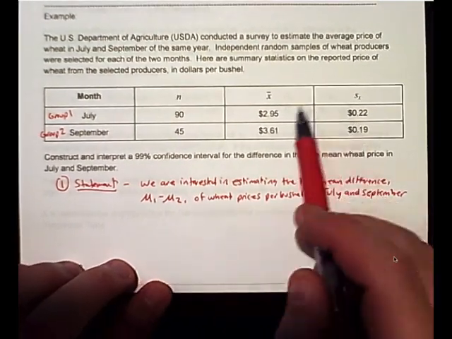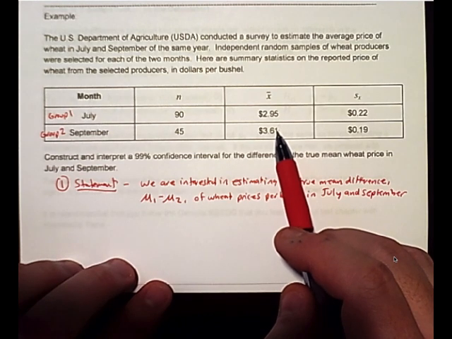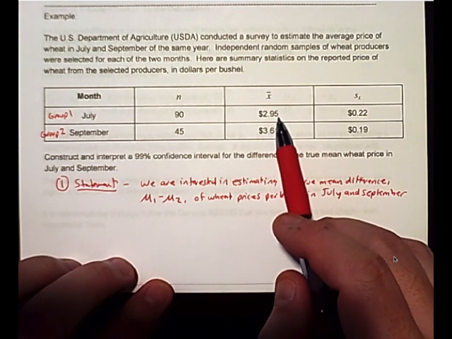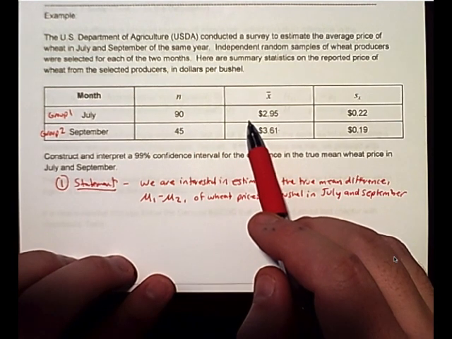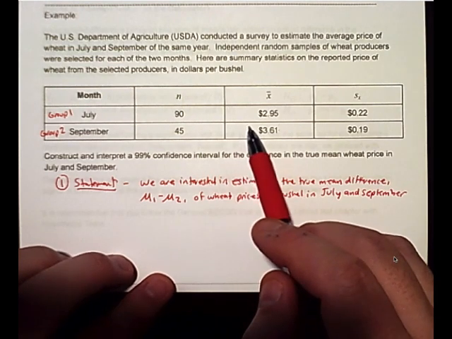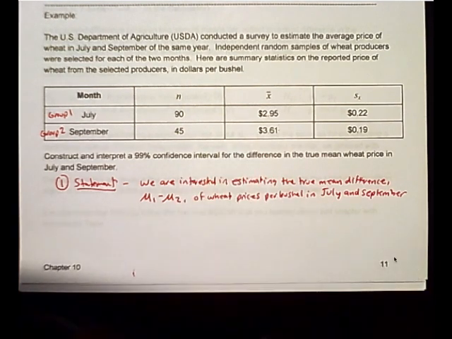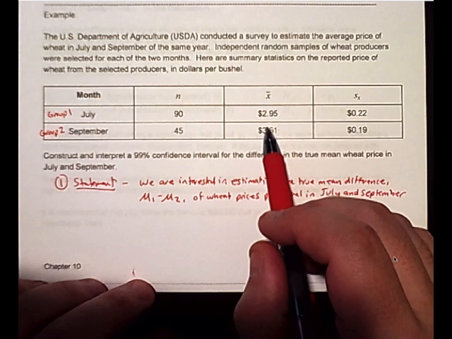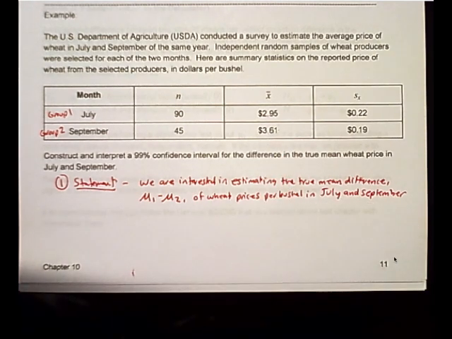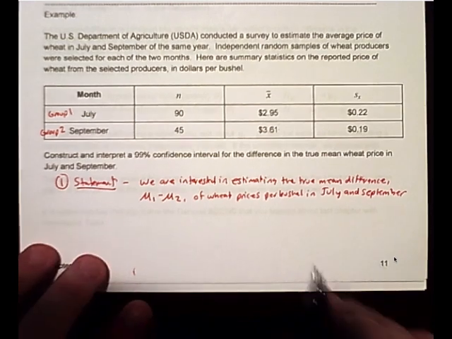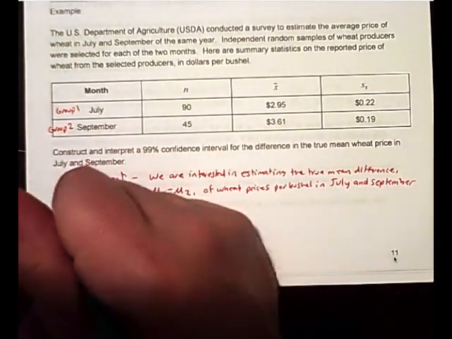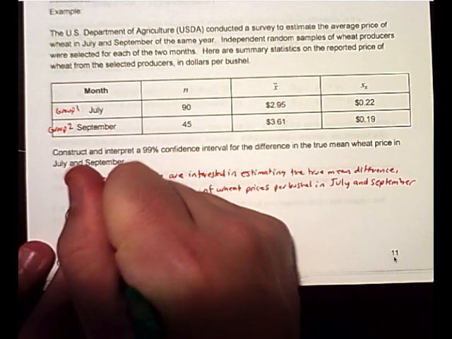Is there really a difference? Well, the sample, it looks like there's a difference, okay? But maybe we just got 90 farmers that didn't produce great wheat, all right? Or maybe these 45 just were really good and had a really high quality of wheat. Okay, are they really different? Is there enough difference here to suggest that there really is a difference? Maybe, maybe not. That's why we do a confidence interval. Okay. So that was the first part, statement. Part two, we have to do our condition check.